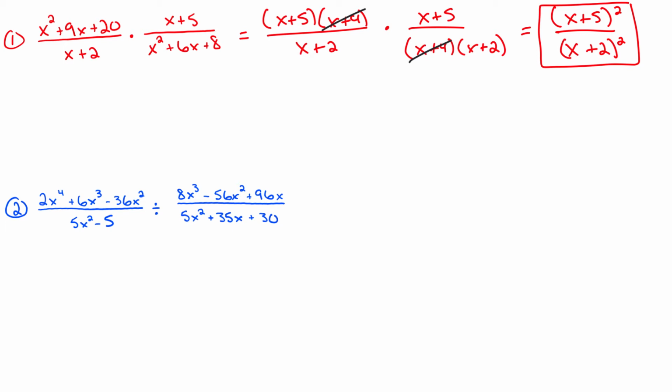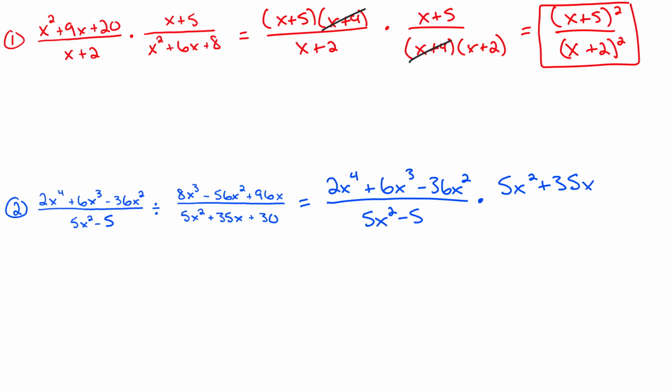This problem is challenging just because it involves a lot of factoring. Once you get through the factoring process, it's really straightforward. You're just canceling stuff. So, without further ado, let's hop into it. First thing I'm going to do is not factor anything. I'm just going to take the second fraction and flip and multiply. So I'm still going to write 2x to the 4th plus 6x cubed minus 36x squared divided by 5x squared minus 5. And I'm going to multiply by the reciprocal of the second fraction. So I'm going to flip it upside down, put the 5x squared plus 35x plus 30 on top.